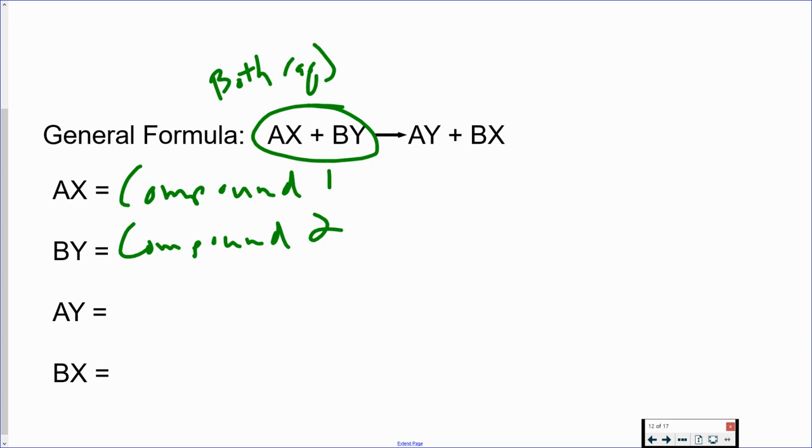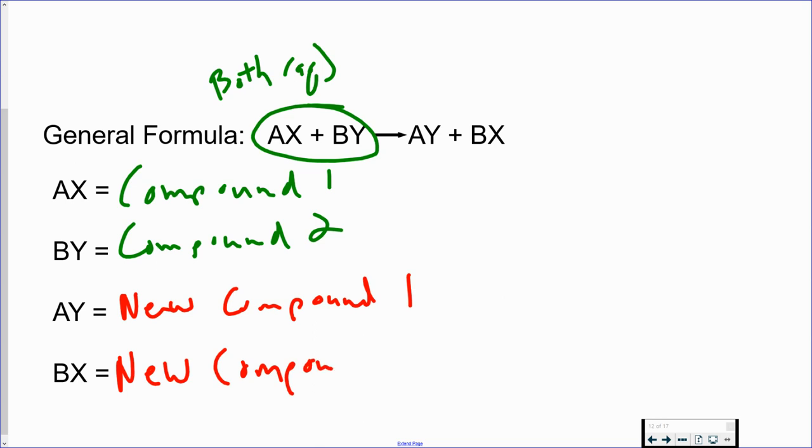And then what happens is they switch partners. A wants to dance with Y, B wants to dance with X, and you get a nice new compound. And we'll call that new compound number 1, and you get a second new compound. And that's what happens in double replacement.